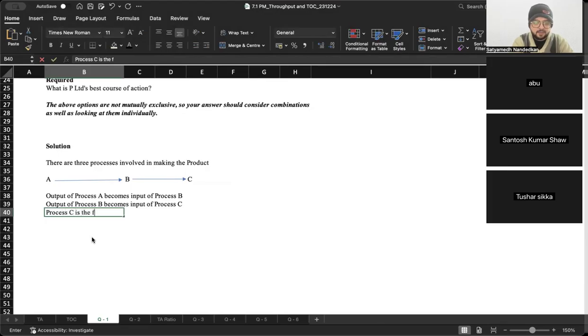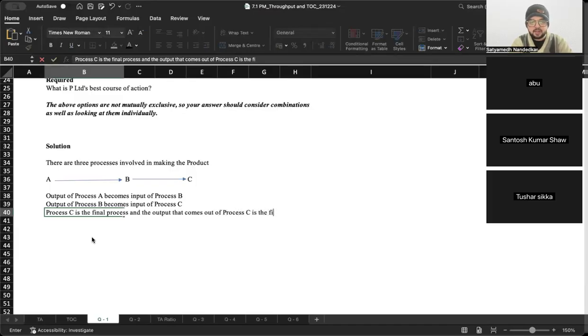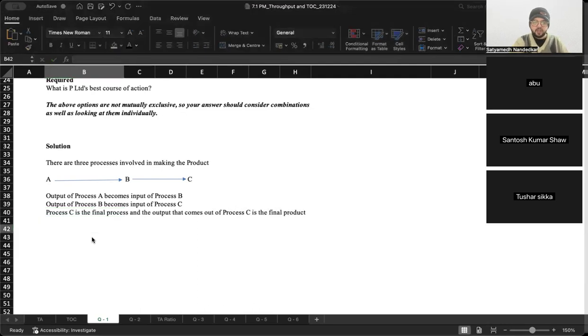Process C is the final process and the output that comes out of process C is the final product.